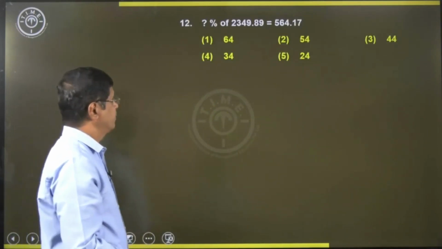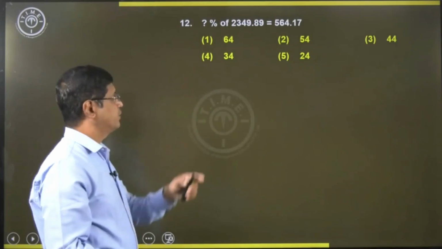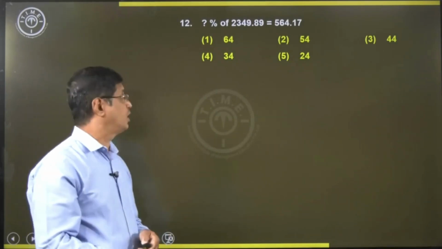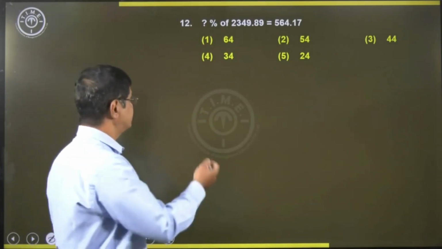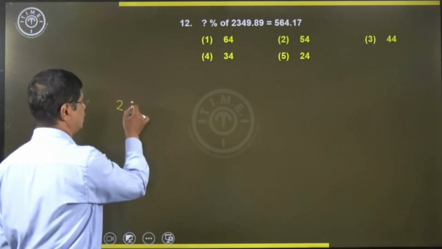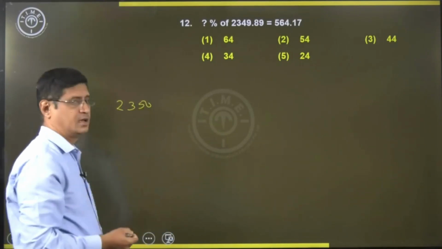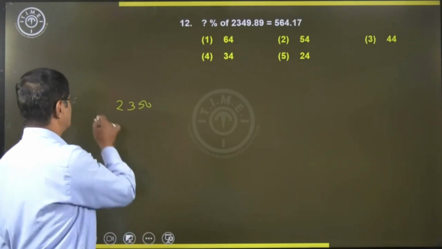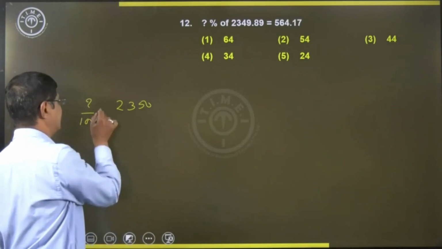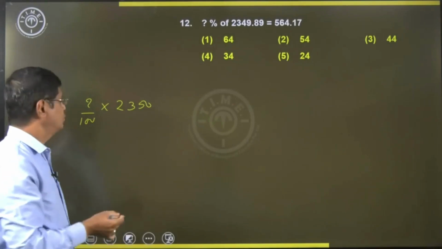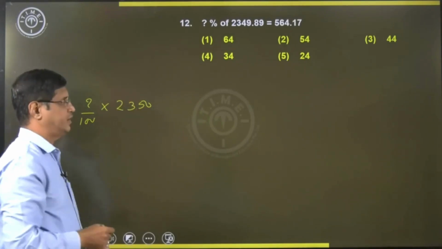Look at the next example. Question mark percent of 2349.89. The value here is approximately 2350. Question mark percent means here I am using the value as 23.5.